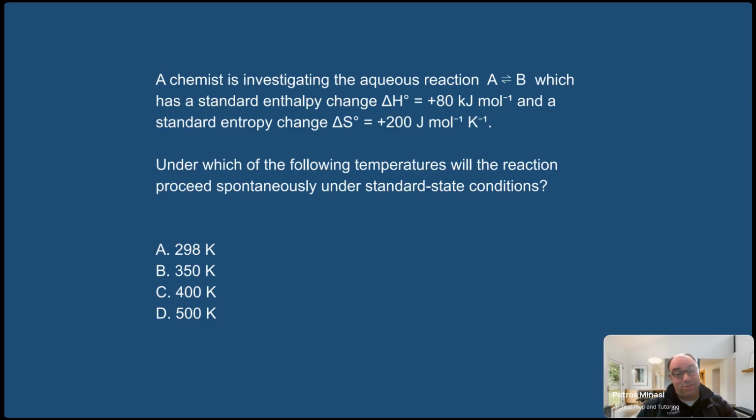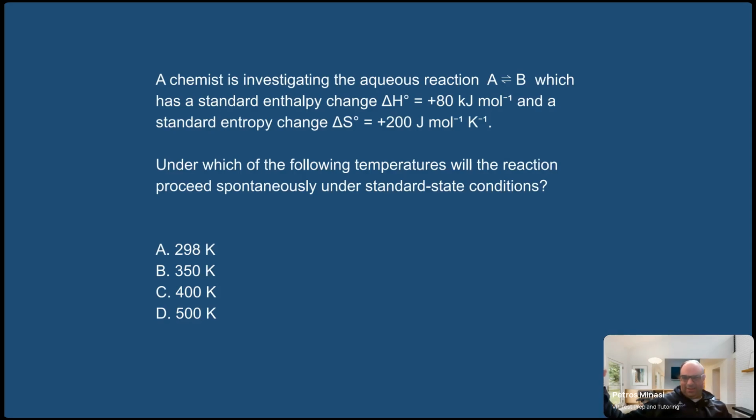They give us delta H in kilojoules. They give us delta S in joules. So you have to be careful, because if you don't catch that, then you're going to say, well, at any of these temperatures it's going to be spontaneous, because if I do 200 times 298, or 300 if I'm being lazy, or 400, or 500, that's always going to be a number so positive that if I'm subtracting it from 80, I'm going to end up with a negative number. So any of them could potentially be negative, and then any of them would end up being a delta G that's less than 0.